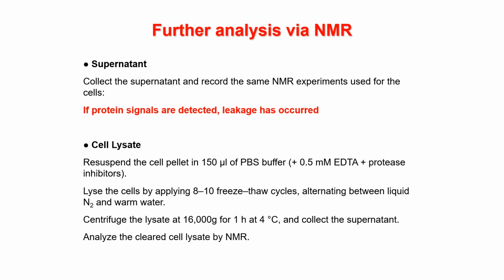Then you spin down the lysate at maximum speed, in our case 16,000 g for 1 hour at 4 degrees. And then you collect the supernatant, which should be mostly consisting of the cytosol of the cells. Then you can put that in the NMR tube and analyze.